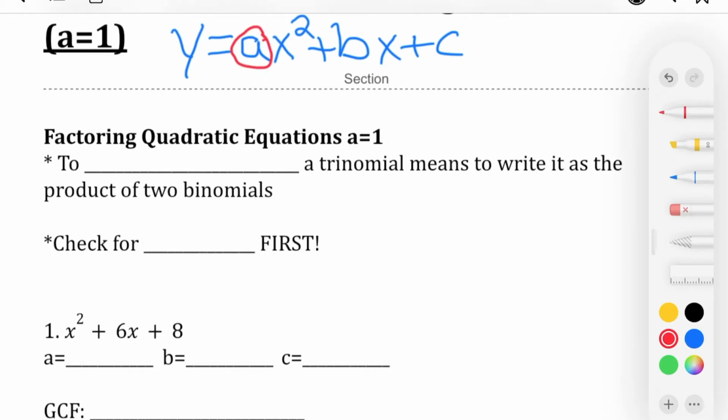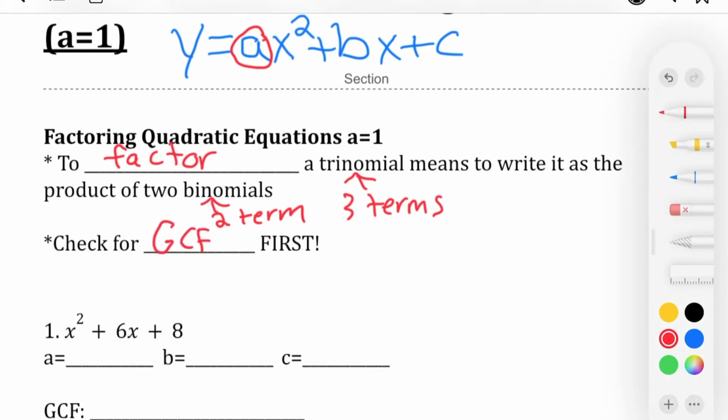First step is to factor a trinomial. What trinomial means is that there are 3 terms. Factoring means to write it as the product of 2 binomials, which is going to include 2 terms. We are first going to check if there's a GCF, or greatest common factor.